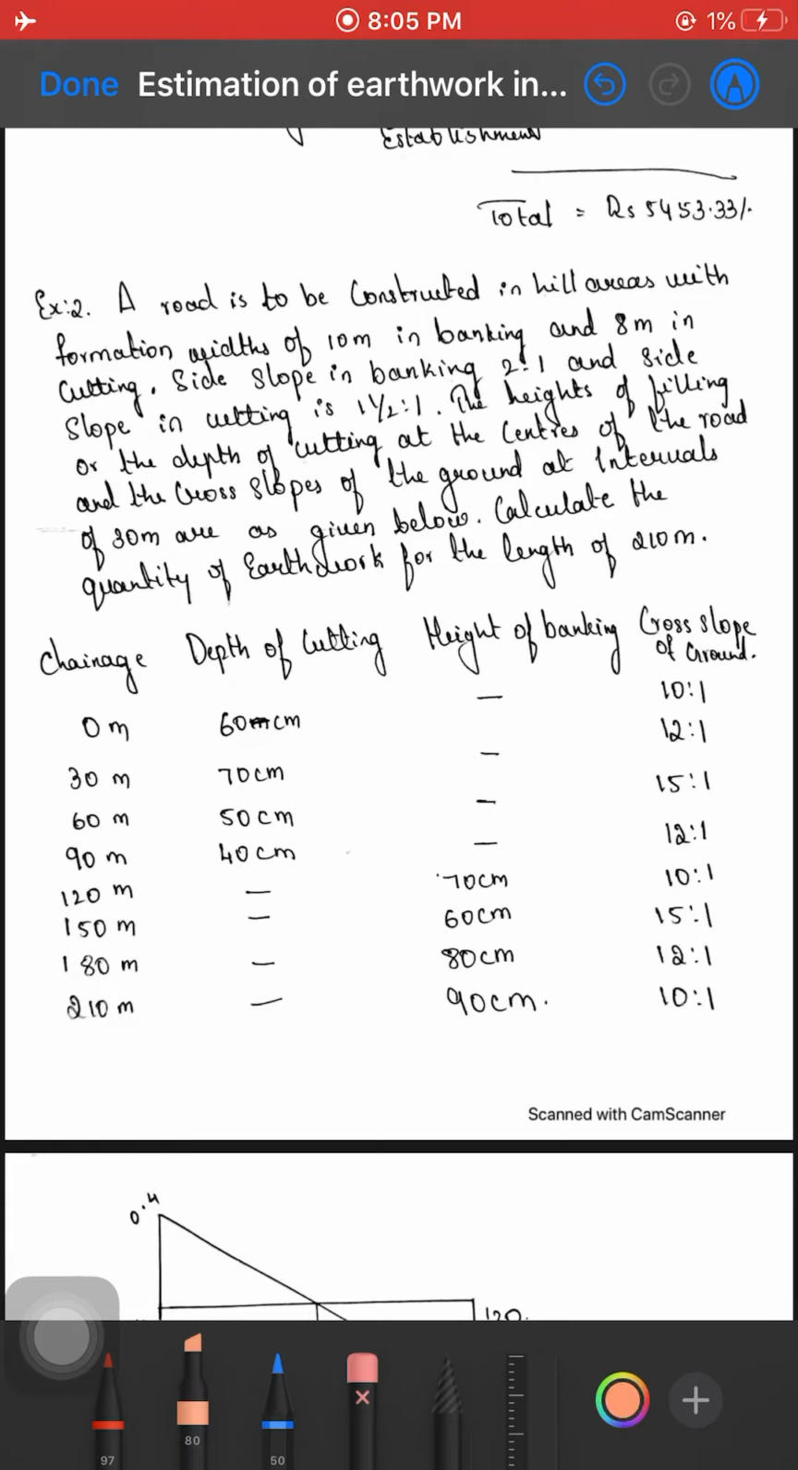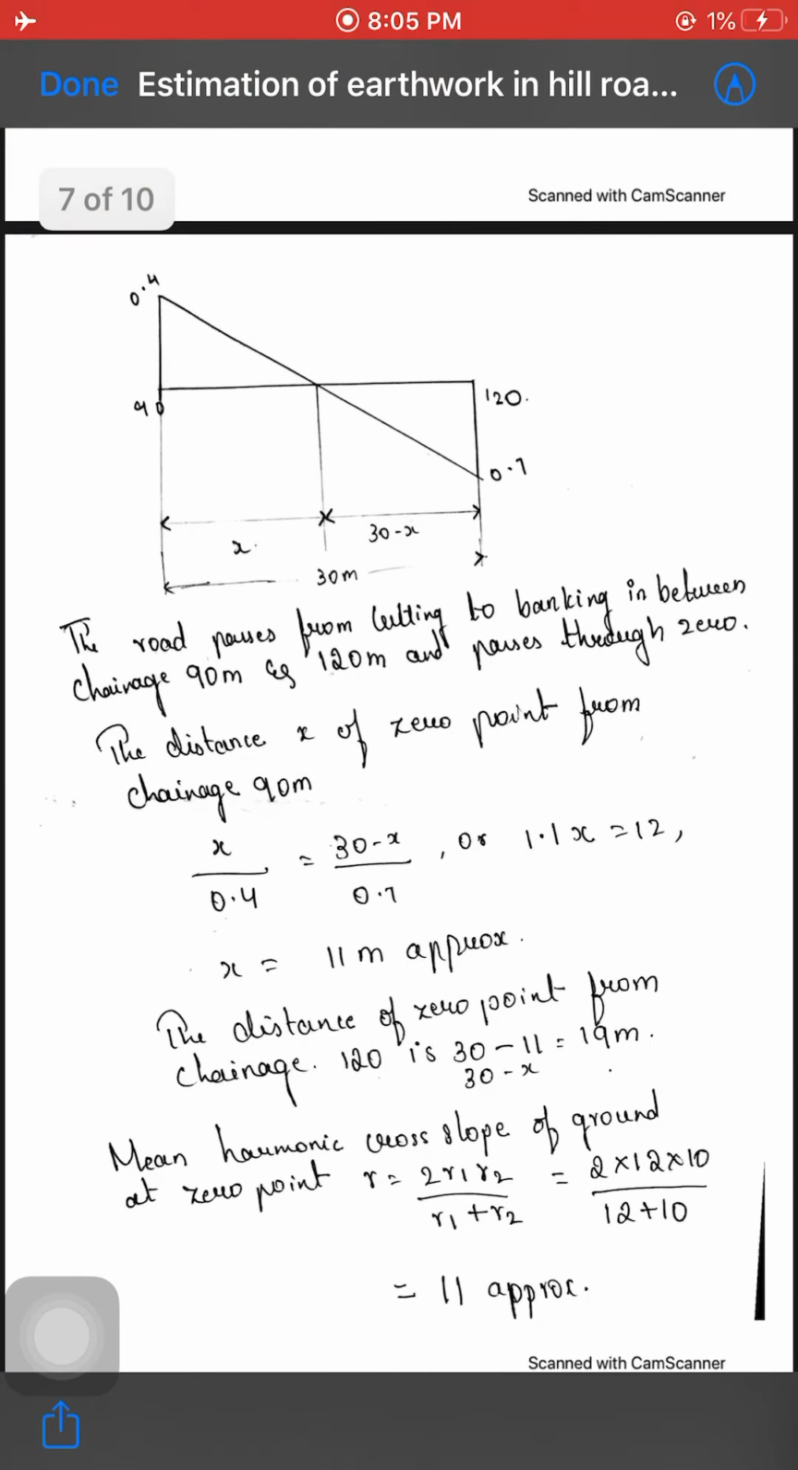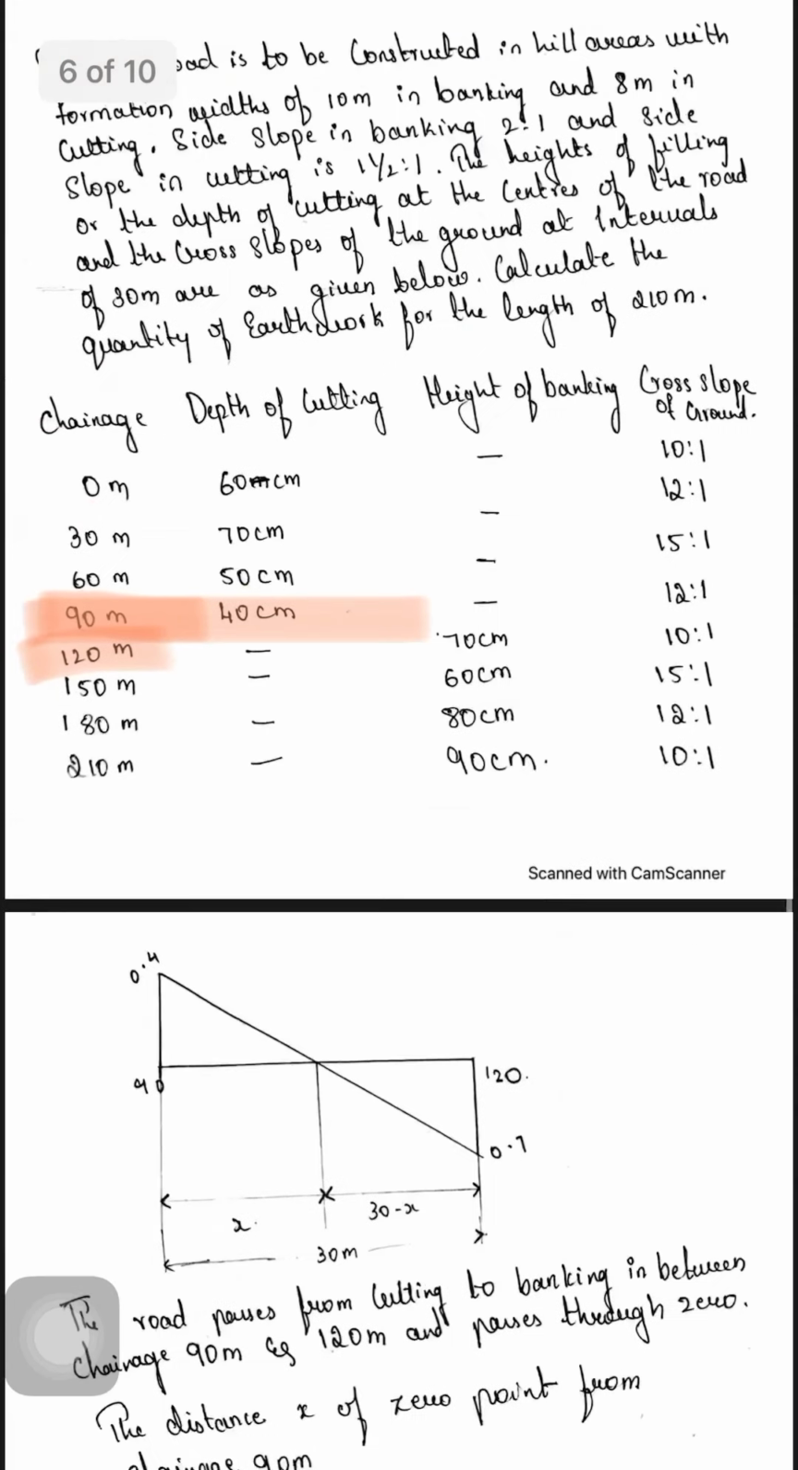You can see that the road is going from cutting to filling in between the chainages 90 and 120 meter. So for this case you need to calculate the 0th point distance. Okay, so for this calculation, they have given the depth of cutting and height of banking, these dimensions in centimeters, so we need to consider them in meters.